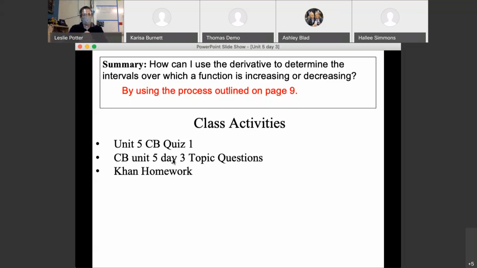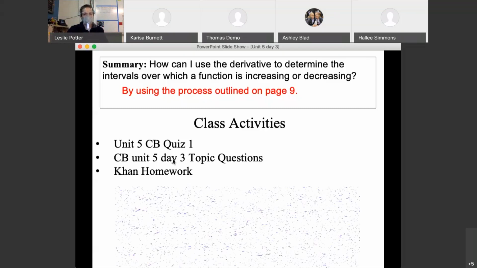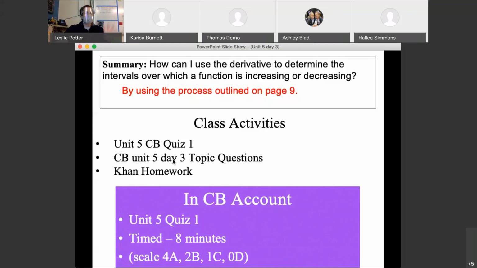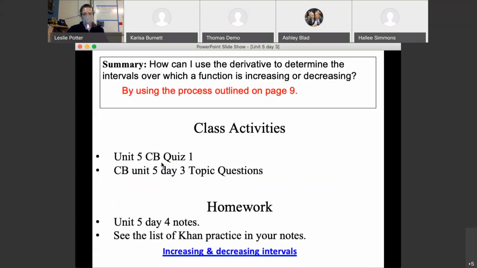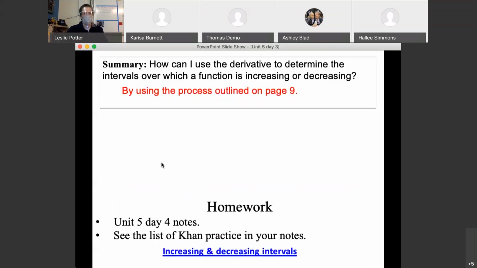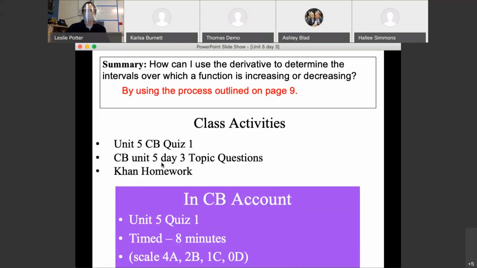Go ahead and take quiz 1. And then the topic questions, it's only a 4-question quiz this time around, so it's an 8-minute sort of thing. And then you do have a homework. And that is increasing and decreasing intervals, but I'll back that up and put that information up there now.